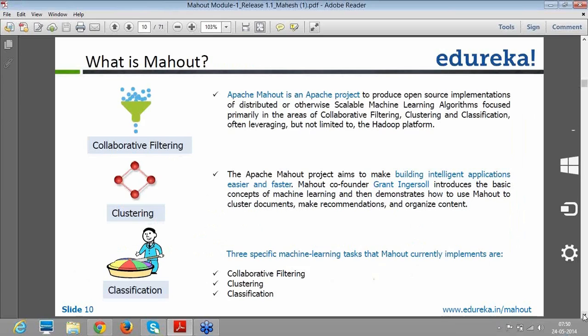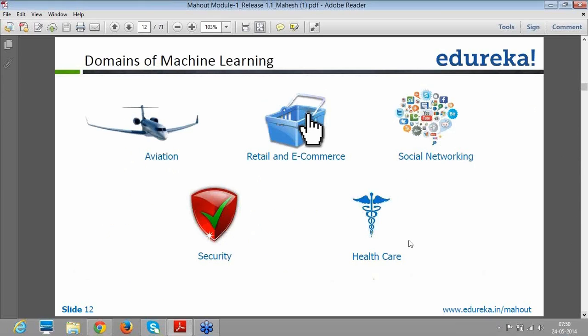Mahout began its life in 2008 as a sub-project of Apache Lucene, which provides the well-known open source search engine of the same name. Basically, Lucene is an open source search engine framework to mine text, and Lucene provides advanced implementations of search, text mining, and information retrieval techniques. So this is specific to Lucene itself, not really to Mahout. It has very advanced techniques especially for searching.